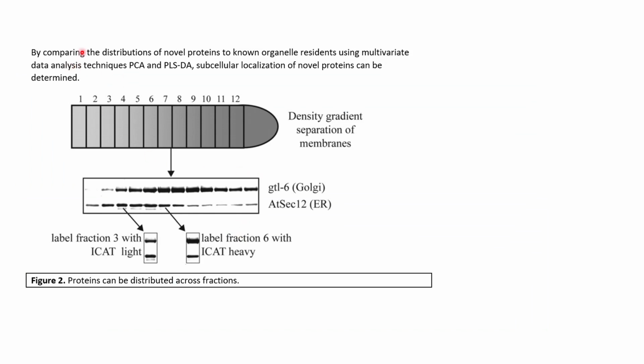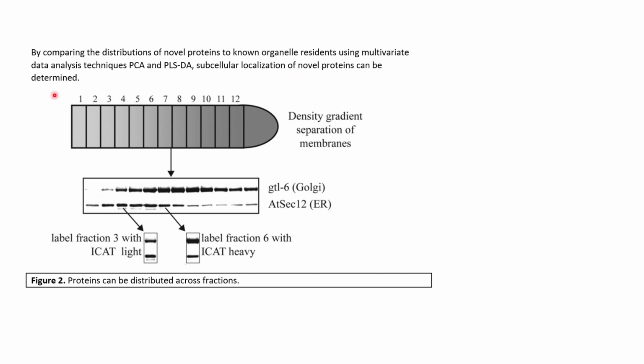So by comparing the distributions of novel proteins to known organelle residents using multivariate data analysis techniques PCA and PLS-DA, partial least squares discriminant analysis, you can get the subcellular localization of novel proteins.